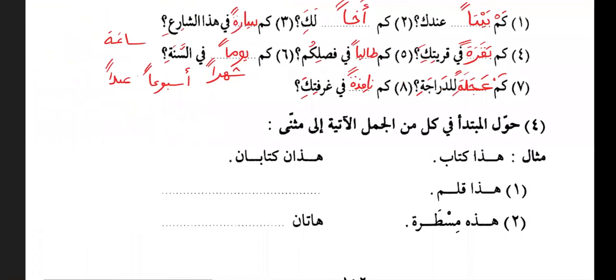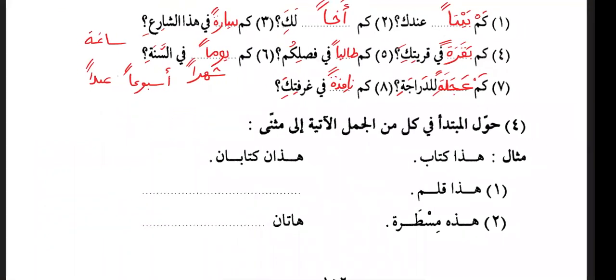So we stopped at التمرين الثالث. قال حول المبتدأ في كل من الجمل الآتية إلى مثنى. So he says you have to convert the mubtada in every sentence to مثنى. He gives an example. مثال هذا كتاب, and we change the ism ishara along with the noun. So we say هذان كتابان.